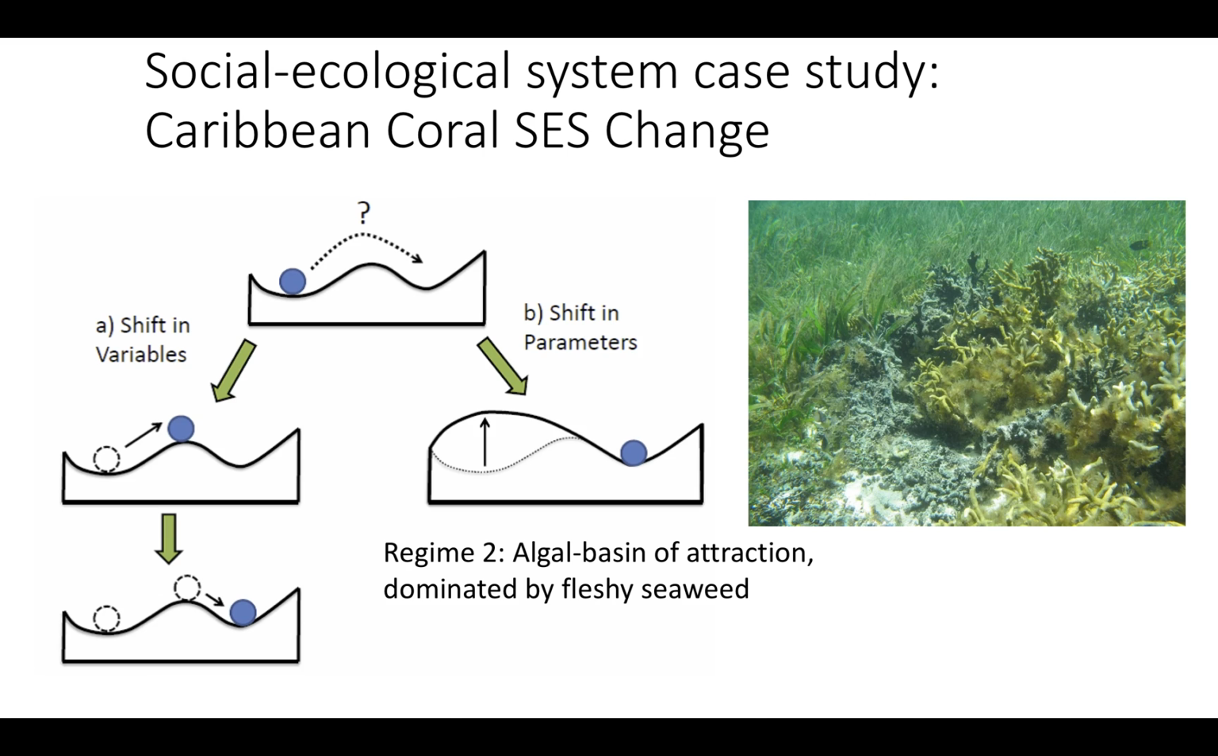So as the coral regime loses resilience and the basin flattens, in figure B there on the right, you become more susceptible to shocks. The resilience of the system is lessened, and the state of the system is easily pushed into the new basin. In this case, that new basin's an algae-based system dominated by fleshy seaweed.